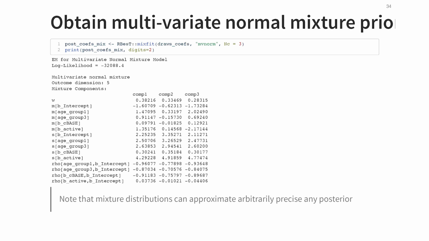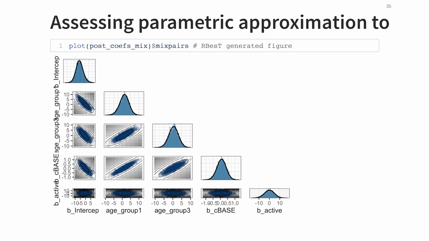And RBest also gives you these neat figures comparing for you the pairwise plots of the MCMC density to the fitted analytic density. Okay, fine. And we see we have strong correlations in the posterior, which is expected given this type of model.